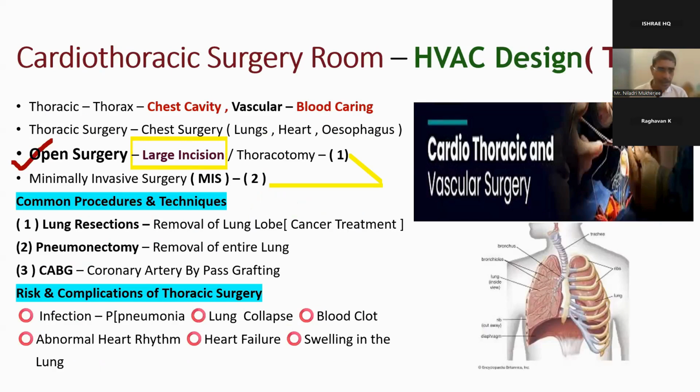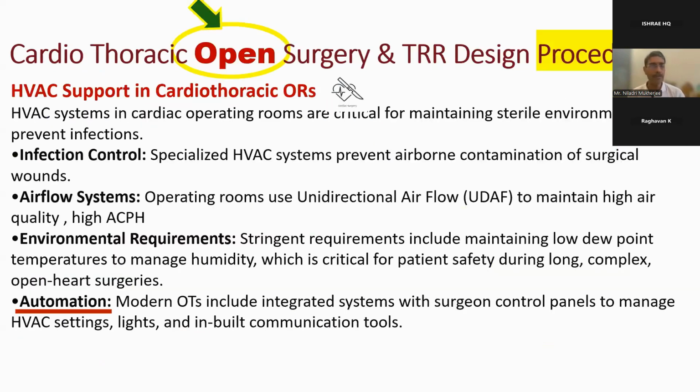So, this is actually the cardiovascular thoracic, in more detail. Now, there are some procedures for the cardiothoracic surgery room. One is infection control, the airflow system, ACPH, and environment requirements, and we recommend that it should be automation. Unless there is automation, you cannot maintain so many parameters which I had shown.